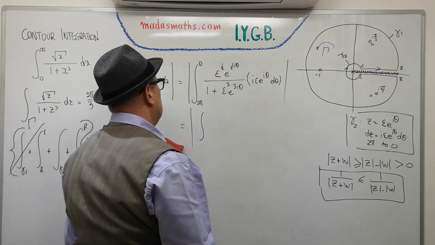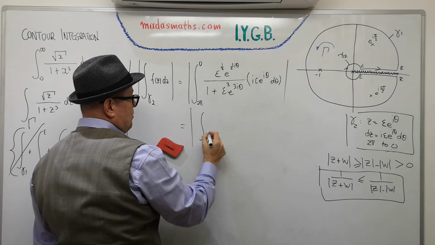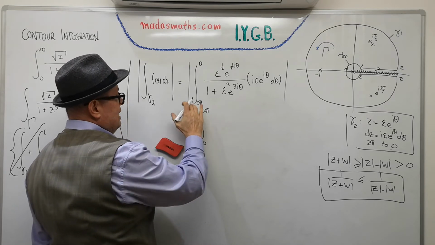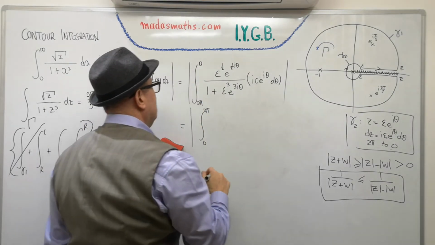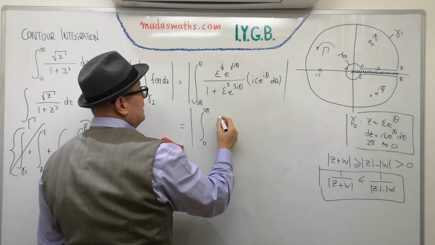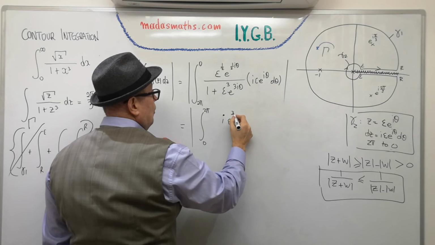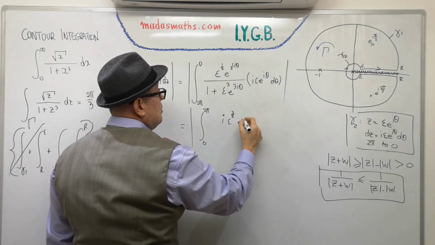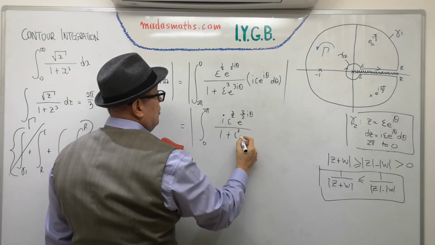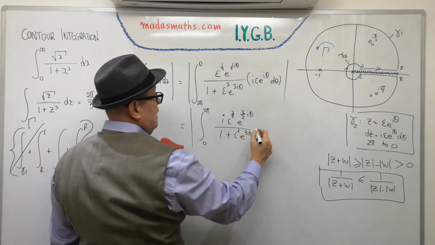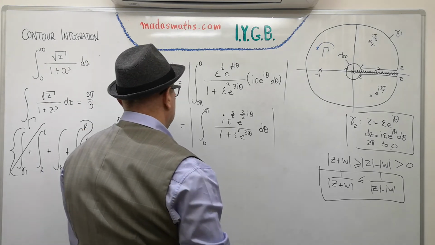These limits 2 pi to 0, I really don't like them. I'm going to swap them. I'm not going to generate any minus signs because I'm inside the modulus still. There's a minus in there and then the modulus will kill it. So I'm going to swap them to 0 to 2 pi. They don't matter. So we're having an I epsilon to the 3 over 2, that's this 2 here, e to the 3 over 2 I theta over 1 plus epsilon cubed e to the 3I theta d theta. So it's almost identical steps to the previous ones.